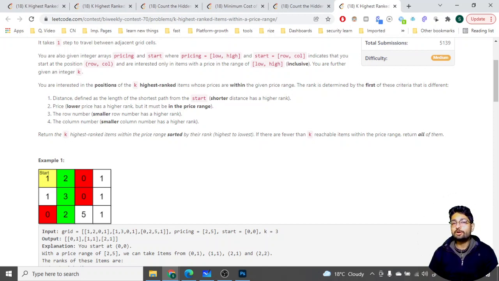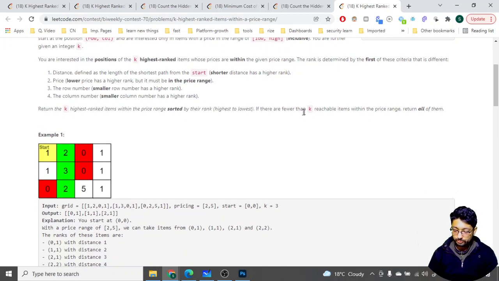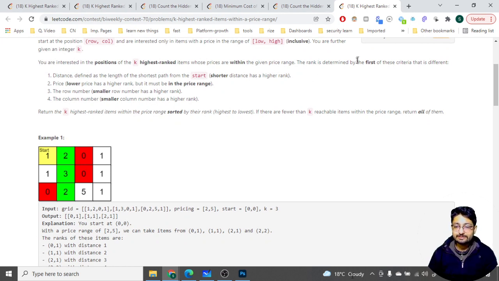Now how the rank of these items is defined is given by these rules, and as you can see the rank is determined by the first of these criteria that is hit. These criteria are in order, and the first one that applies gives you the rank. The first criterion is the distance, defined as the length of the shortest path from the start. Whatever the distance between the block you are at and the starting block, the smallest one gets the higher rank.